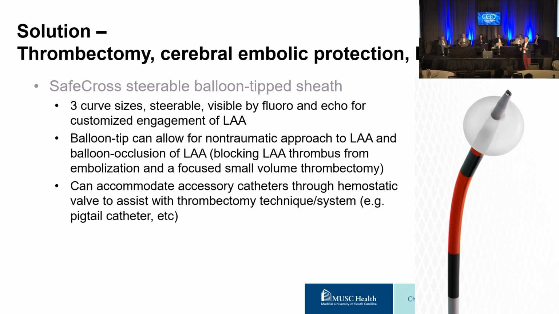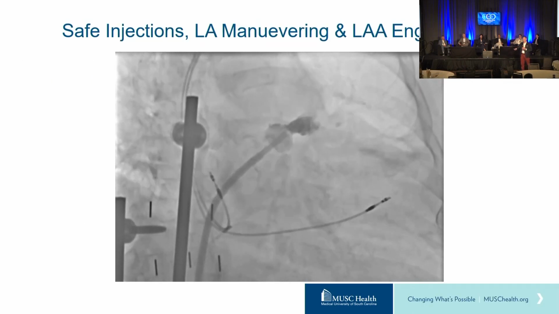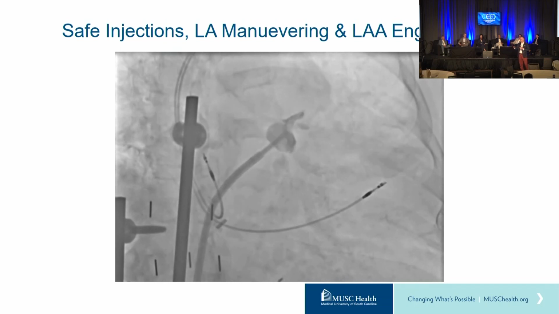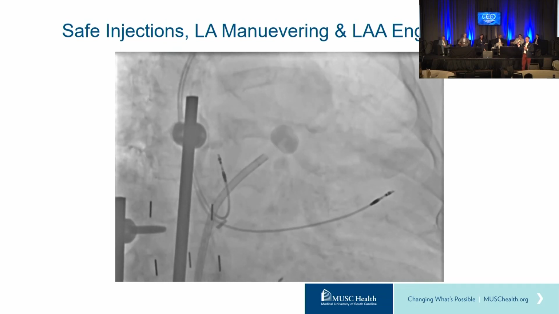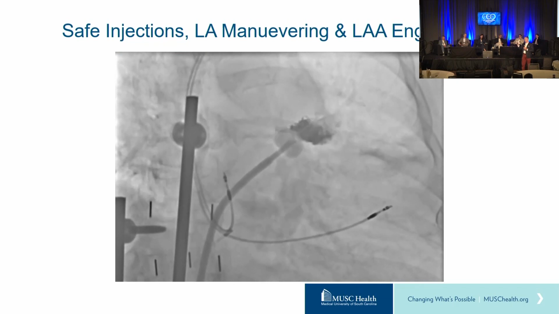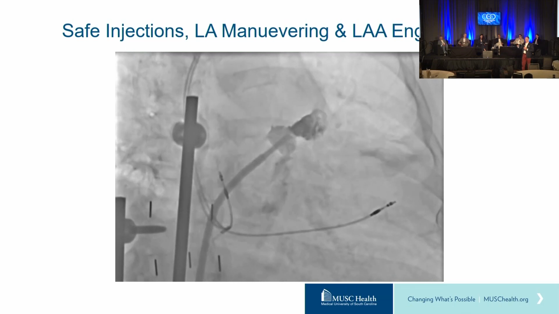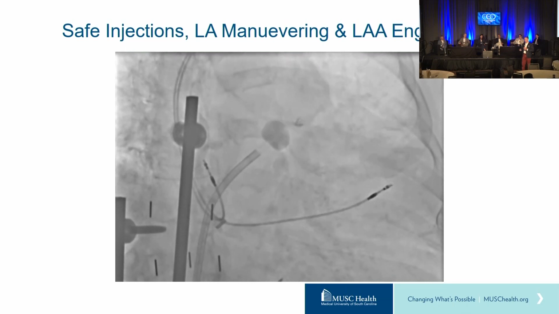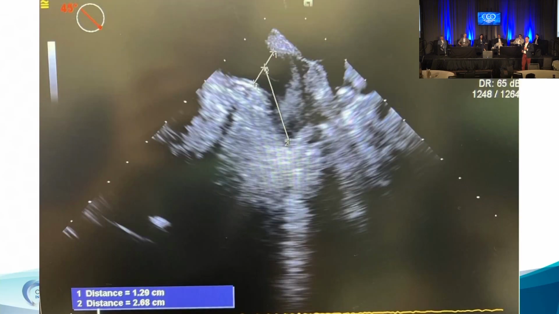We thought that we might be able to use this tool as a novel approach to make thrombectomy as safe as we could. So this is just an example, not this case, but you can see on fluoro, the balloon tip has a little bit of contrast in the inflation solution, so it's easily seen there. And you can approach the appendage easily to engage it, do injections through it, through the central lumen, etc.